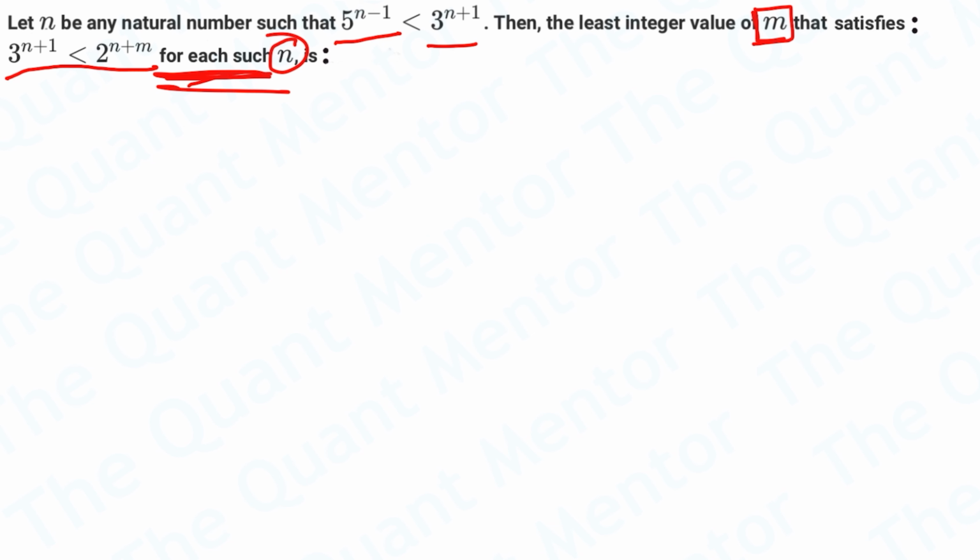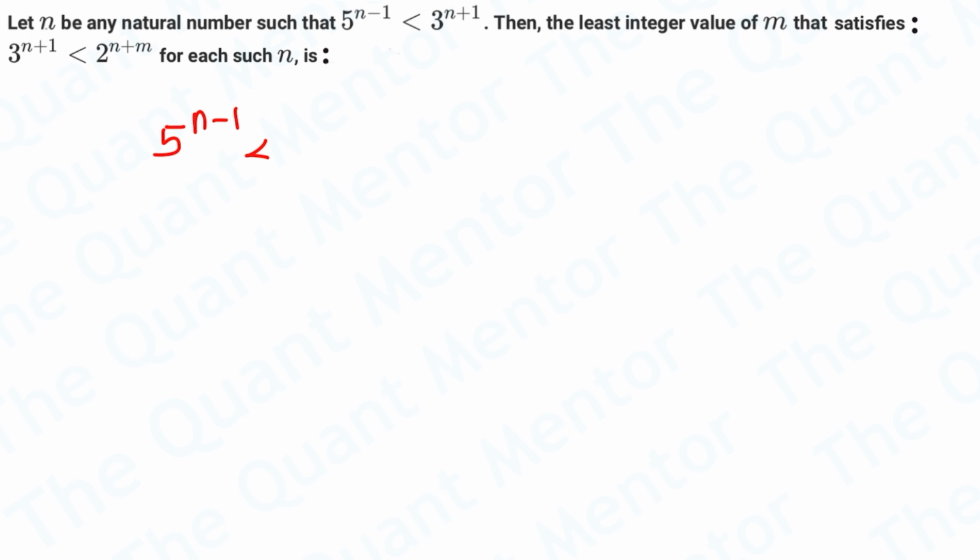That's the catch. People just take the smaller values of n and satisfy. No, that's wrong. You have to find that value of m which satisfies all possible values of n in this case. So let's start. We first start by observing that n is a natural number. The inequality is 5^(n-1) should be less than 3^(n+1). Now let's start by taking n equal to 1, a natural number.